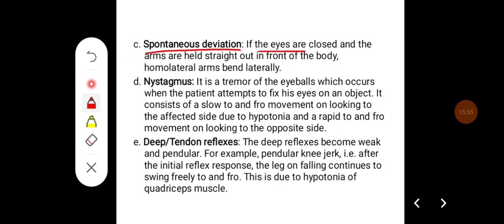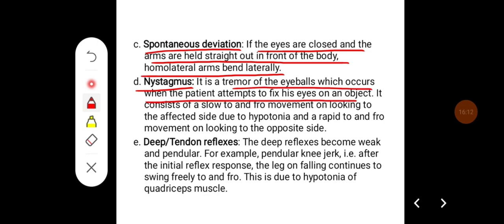Spontaneous deviation: if the eyes are closed and arms are held straight out in front of the body, the homolateral arms bend laterally. Then there can be nystagmus. It is a tremor of eyeballs which occurs when patient attempts to fix his eyes on an object. It consists of a slow to and fro movement on looking to the affected side due to the hypotonia, and rapid to and fro movement on looking to opposite side.